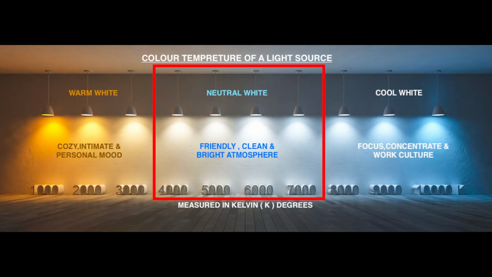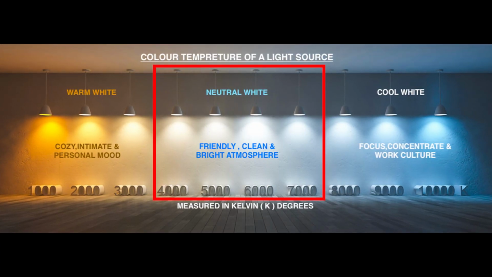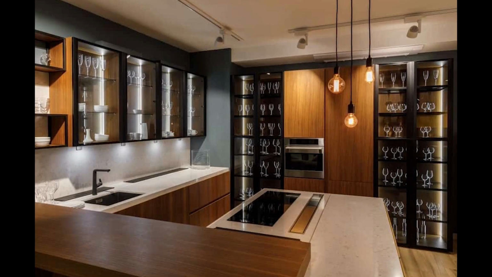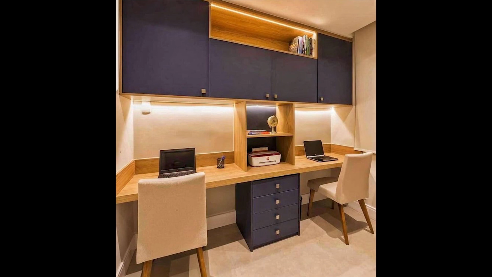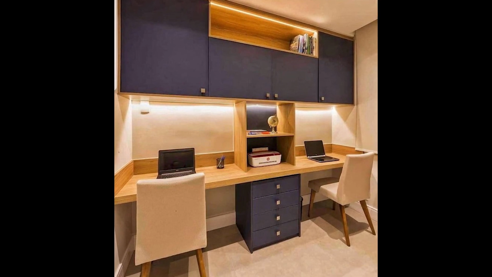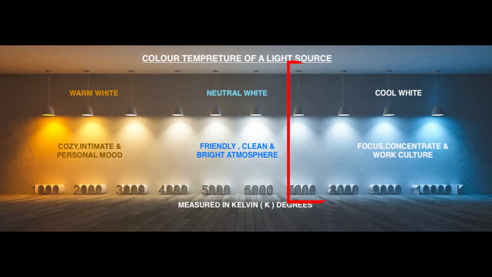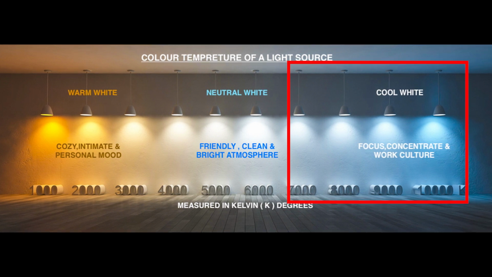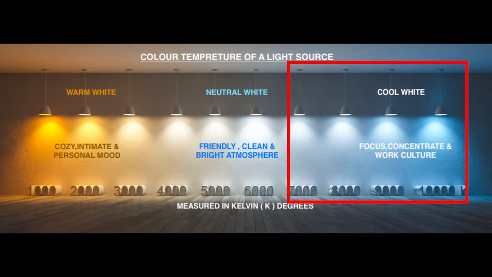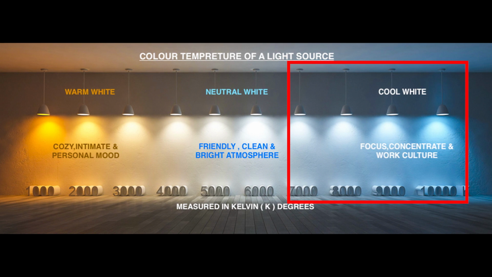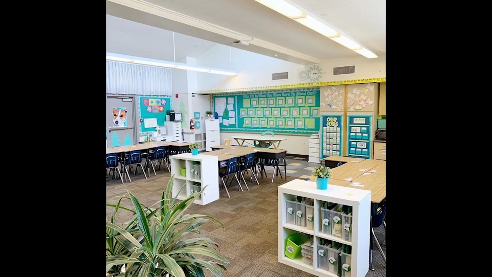A neutral white light creates a friendly, clean, and bright atmosphere. This type of light is used for kitchen, toilets, study rooms, or any kind of workspace in residential interiors. A cool white light is used for areas where you need to focus, concentrate, and work, such as offices, hospitals, classrooms, and study areas. The brightness of a light source is measured in lumens.